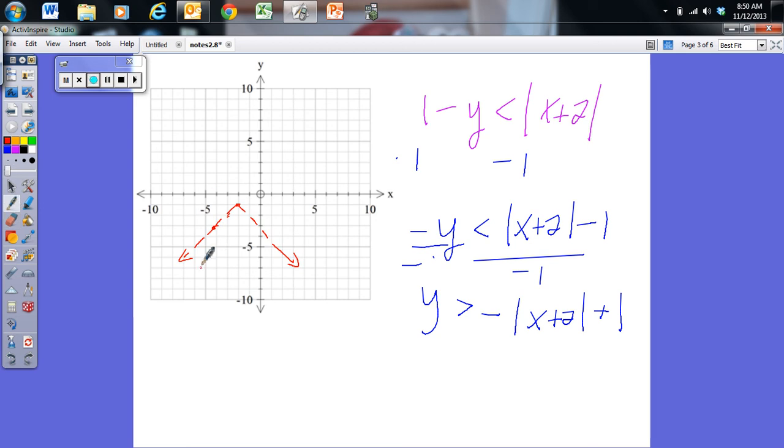We're going to do the same thing. The solutions are either going to be inside the absolute value or outside the absolute value. So I'm going to check the point 0, 0. You can plug it into any step. I'm going to use the last step just because it's right here.